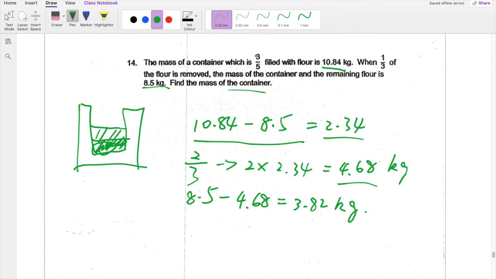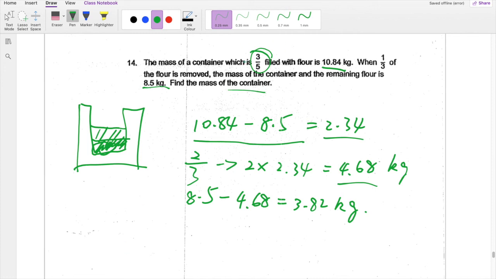So here, this 3/5, actually we didn't use it, right? And here we know that we can also calculate, for example, if we know 1/3 of the flour is 2.34, we can know the total flour before we removed it is times 3, right? Then we can use 10.84 minus the flour weight, which can also calculate the weight of the container.